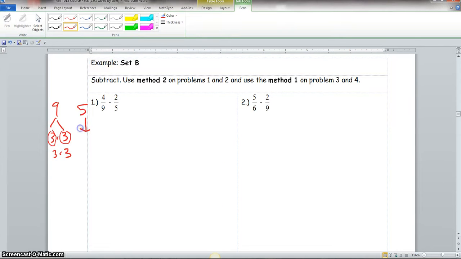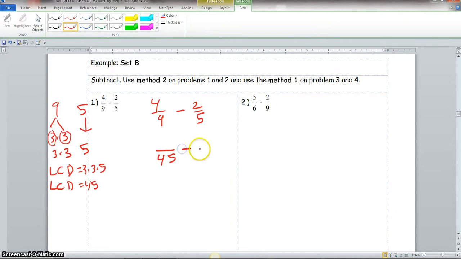And so we know the prime factorization of 5 is just 5. So now we would do the least common denominator. We have nothing in common between these two numbers, so we write them out as is. So our least common denominator is 45. So now we'll write these fractions again because of spacing issues. And our least common denominator is 45. So that becomes our new denominator.